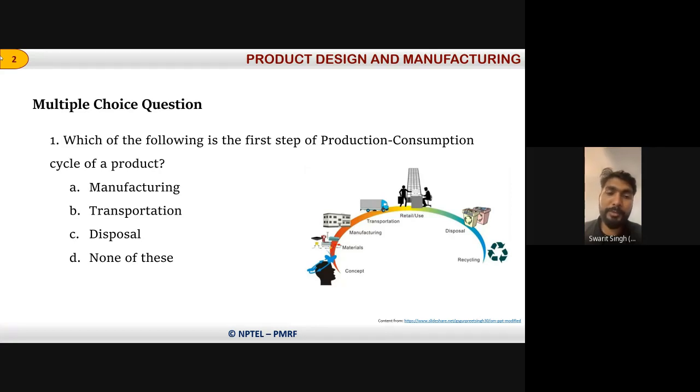Please check the options. In the options there is none of these. Although if we see A, B, and C, manufacturing comes first before transportation and disposal, because none of these is the option there, the very first step of the production consumption cycle is the concept. Generation of the concept is very important, a very crucial step. Only after generation of the concept do we proceed forward to materials, then manufacturing: we select the materials, then we select the manufacturing processes, the types of manufacturing activities that we want to do.